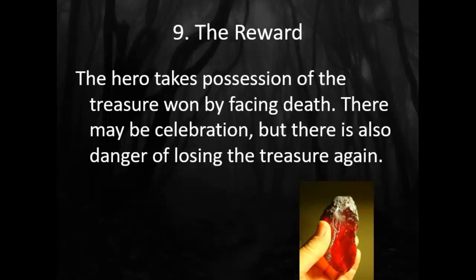There may be a celebration in this, but there's also danger of losing the treasure again. And this is important because the whole point of this is that just when you think it's over, it's not really over. It's never really over in a movie. Just because a hero has faced death or a villain doesn't mean they're free to go and the movie's over. We know that something is going to happen again because they have the reward that they came for and other people are still searching for it, probably. So think about that. This is going to be when there's fear of losing the treasure again.